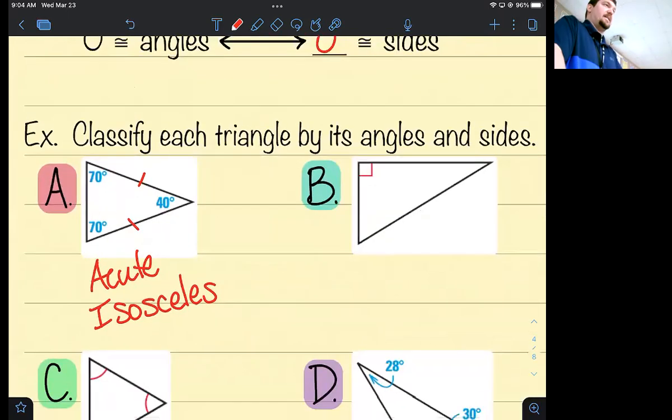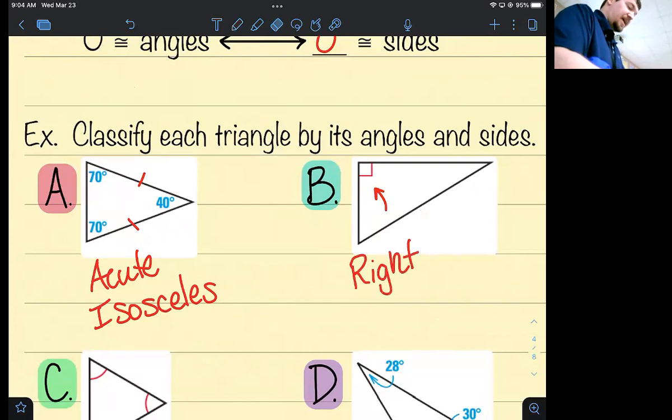What about B? Is it acute, right, or obtuse? It's right. It's got a right angle here, right? So it's a right triangle. And they didn't give me the angle measures. So I'm going to have to refer to the tick marks, and they didn't put any. So is it scalene, isosceles, or equilateral, Maddox? Scalene.